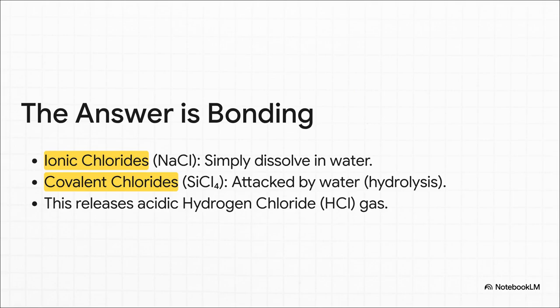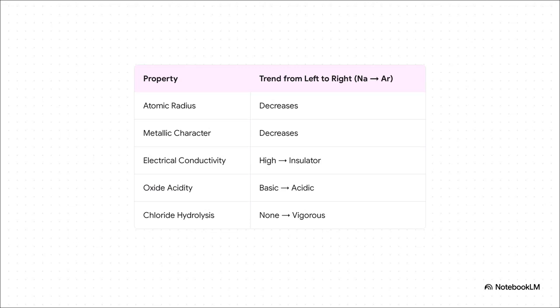The chlorides on the left, like table salt, are ionic. Water molecules just gently surround the positive and negative ions, and poof, it dissolves. But the chlorides on the right, they're covalent. They're these small molecules that water can physically attack and literally tear apart. That reaction is called hydrolysis, which means split by water, and it's that chemical breakdown that releases all that acidic HCl gas. So let's just zoom out for a second and look at our completed map.